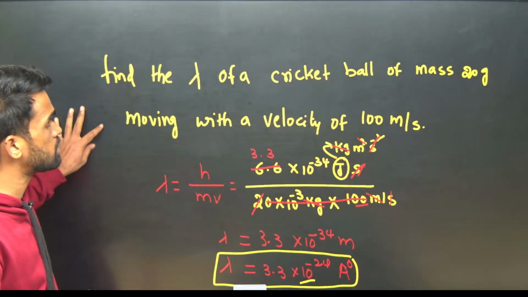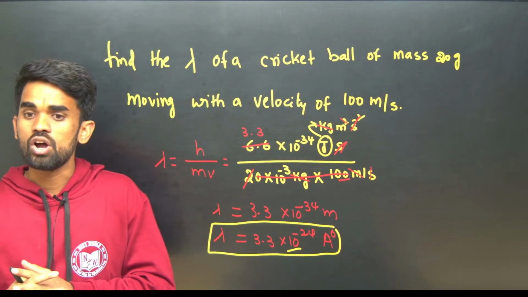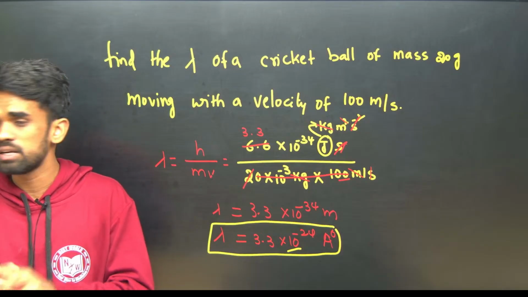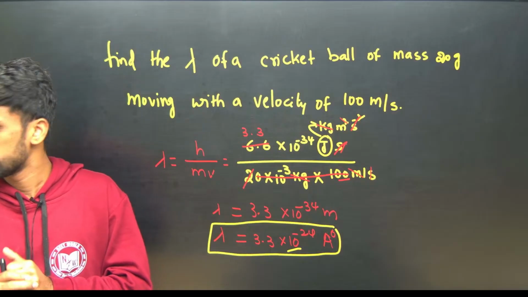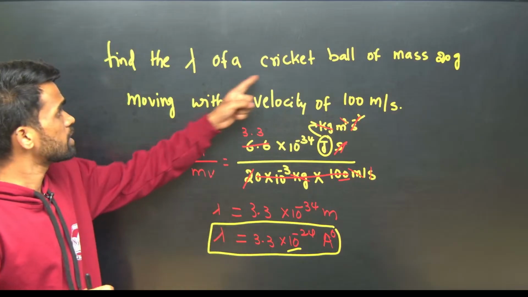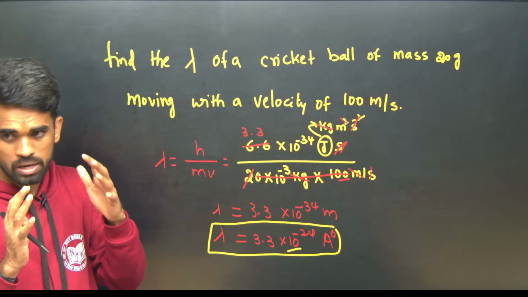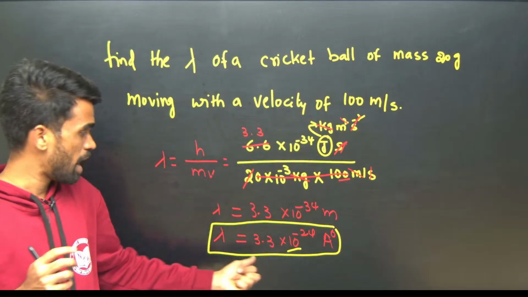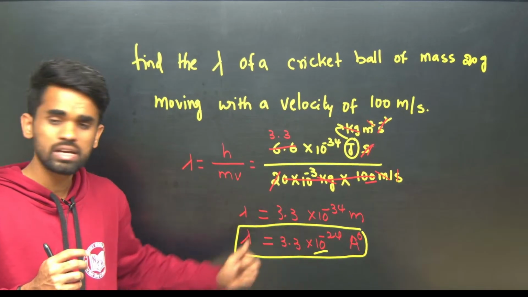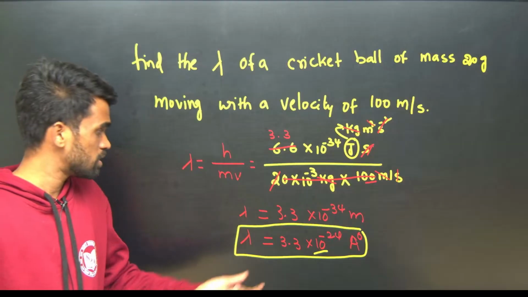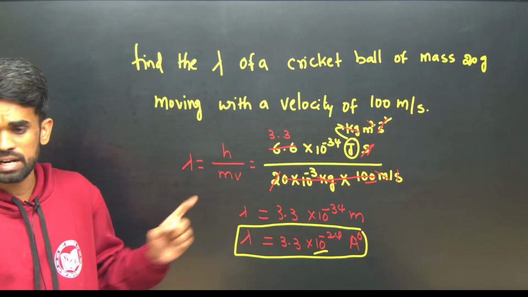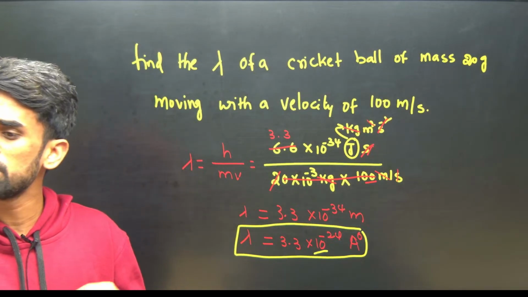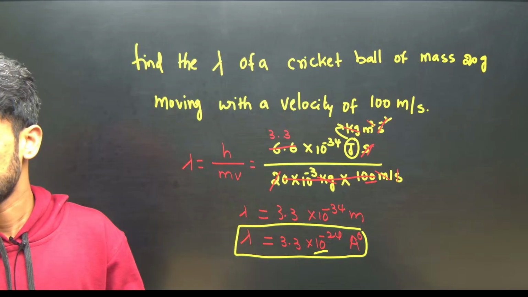De Broglie's hypothesis, the de Broglie wave equation, is not applicable in the case of macroscopic particles. It is applicable only for microscopic, small particles. Therefore, this cricket ball is a macroscopic, large substance with bigger mass, 20 grams, having a very low wavelength. That value is almost negligible. You can write the statement: this de Broglie wave equation is applicable only for microscopic particles.